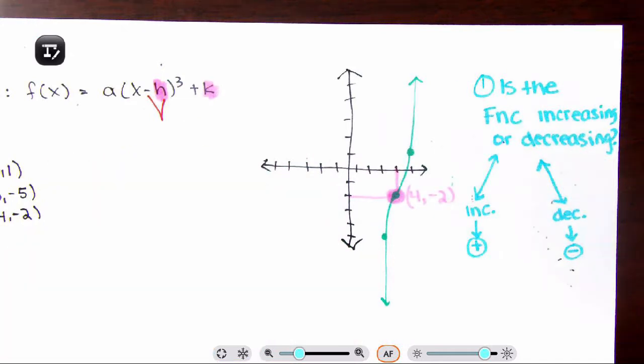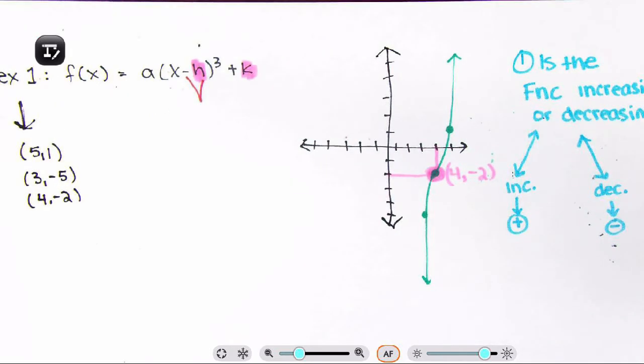So let me change colors here. Trying to keep it interesting for you guys. I'm doing all these colors.